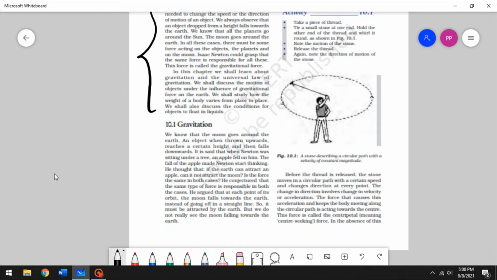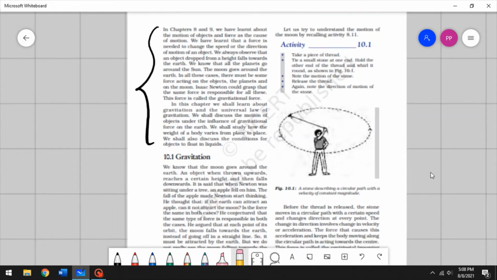He argued that at each point of the orbit, the moon falls towards the earth instead of going off in a straight line. So it must be attracted by the earth, but we do not see the moon falling towards the earth. He thought gradually it was going to spiral towards the earth and collide, but we know that's not going to happen.